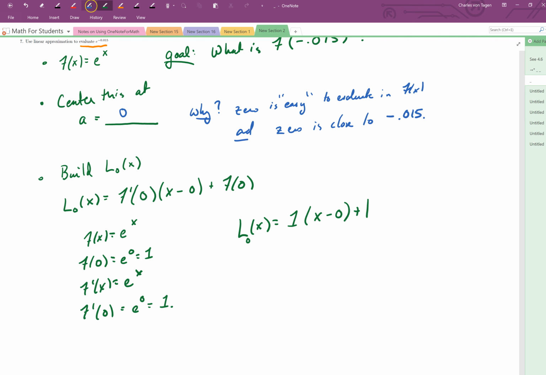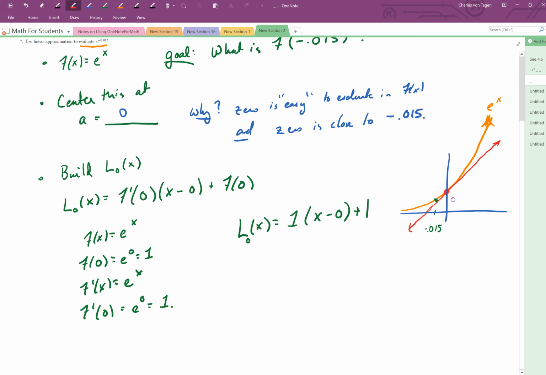Okay? Folks, the picture that I want you to see for this is that if I gave you the function e to the x, so here's the graph, say, of e to the x. That's not very exponential. It should be rising a little more steeply, but you get the idea. And if I said, hey, I want to evaluate this function right here at negative 0.015, how are we going to do that? This is our strategy. What we do is we come up with the tangent line at a point that's easy to evaluate.